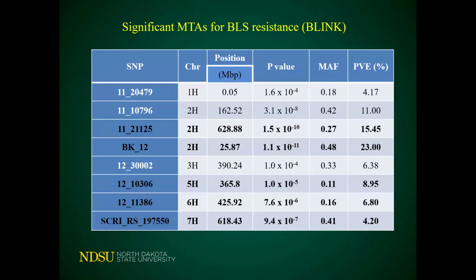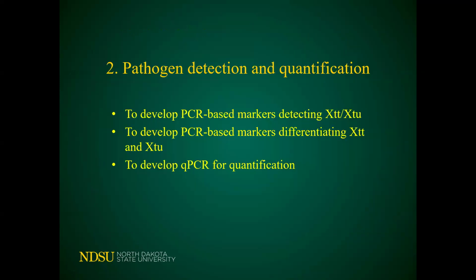This is a table listing the markers identified on different chromosomes that are associated with resistance. The darker ones were detected by different models. We can see 2H1 is a major MTA for the resistance. So that's the work we did a long time ago. We just wrapped it up and submitted it recently.